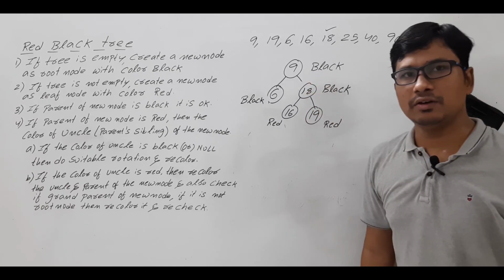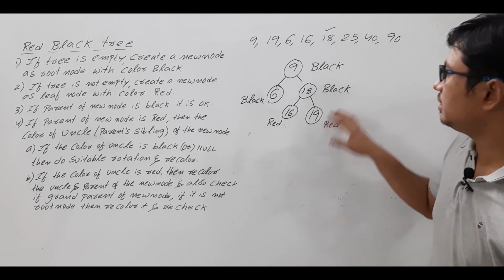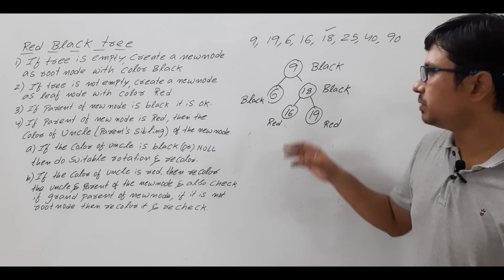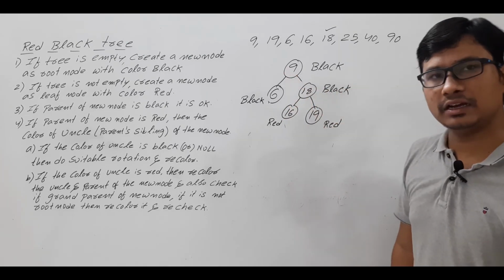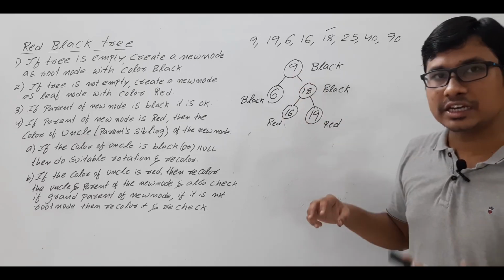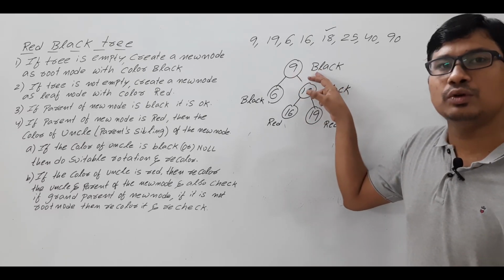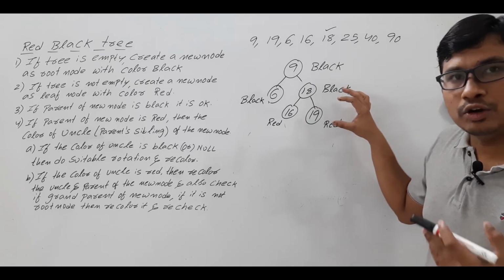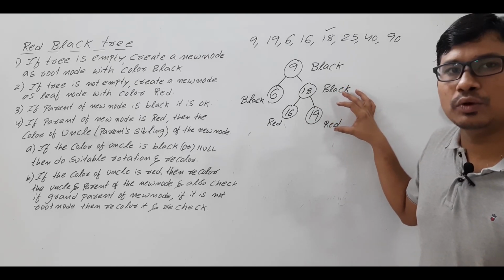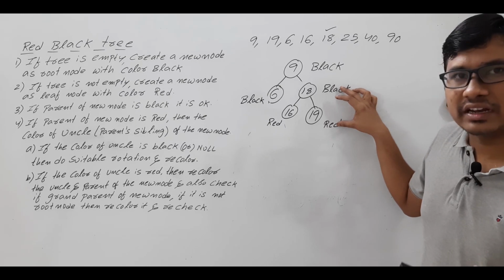Now what is the first property of a red black tree? All the nodes should be either red or black in color. Each node I have represented either with red color or black color. Then what is the second point? The root node should be black in color. Good. And the third point is that there should be no two nodes which are adjacent with red color.